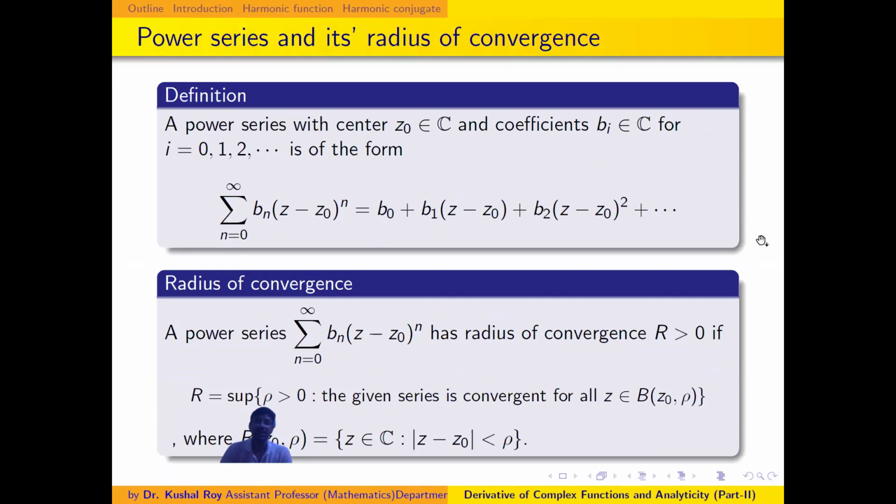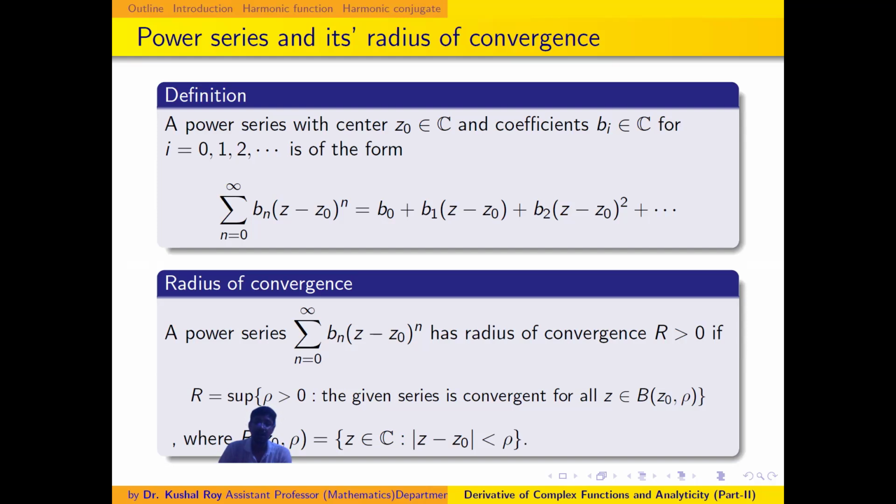Now, power series and its radius of convergence. A power series with center z0 belonging to the set of complex numbers, and coefficients bn for n equal to 0, 1, 2, and so on, is of the form summation n equal to 0 to infinity bn (z minus z0) to the power n. That means it can be written as b0 plus b1 (z minus z0) plus b2 (z minus z0) squared plus dot dot dot. So it is an infinite series with the coefficients bn.